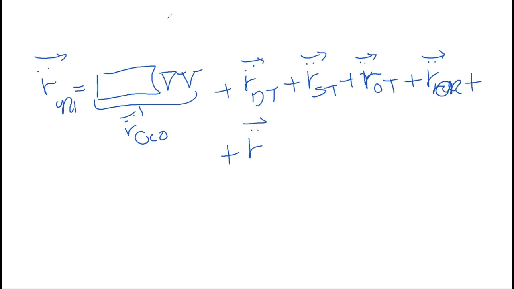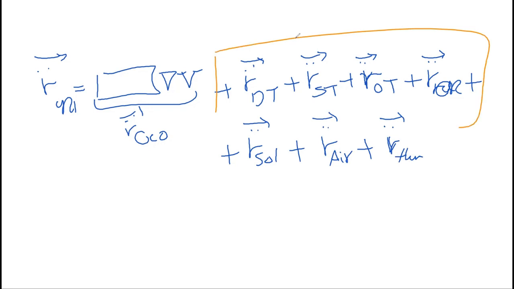R dot solar radiation plus air drag plus thermal effect. All these things are perturbations.